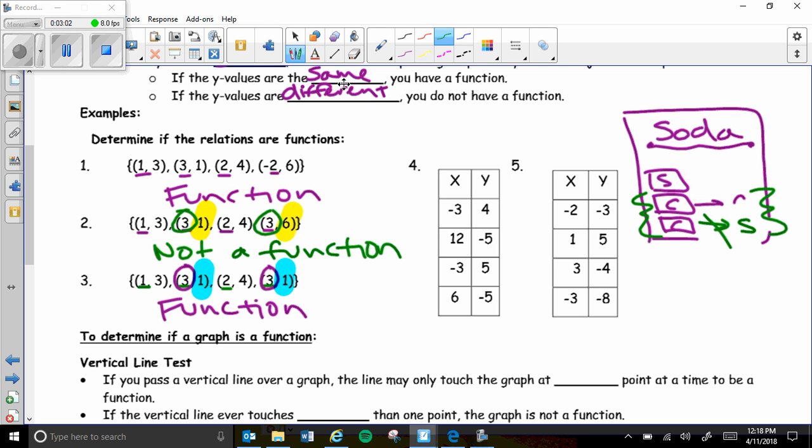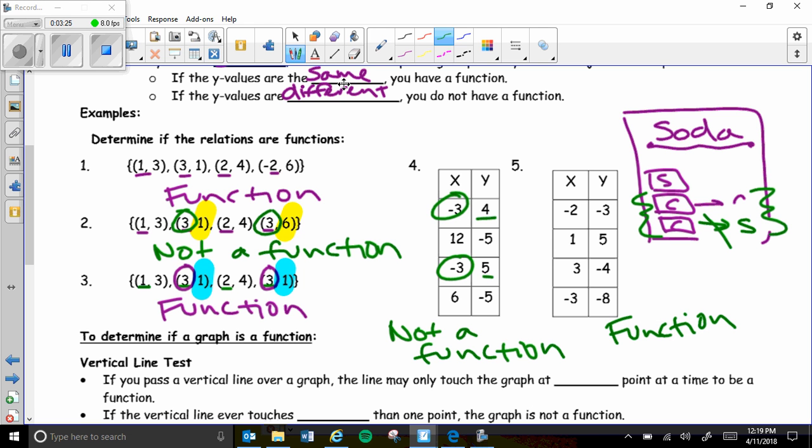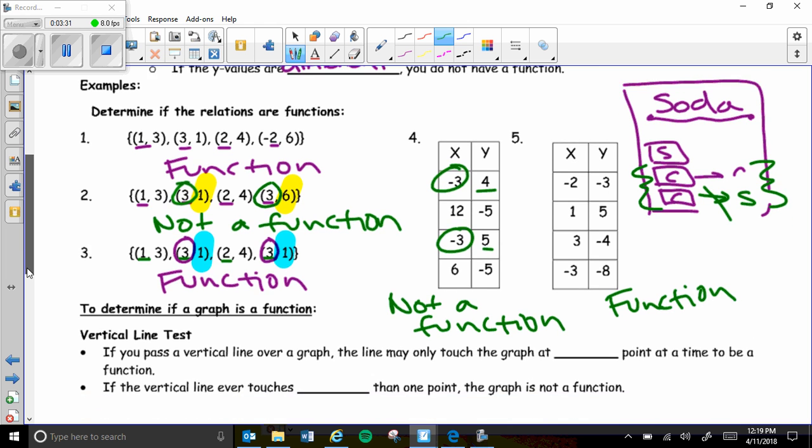So looking at number 4, now we're dealing with tables. Again, we look for repeating x values. I see 2 negative 3s, so I look at their y values. 4 and 5, different numbers, so it is not a function. And looking at number 5, do any of the x values repeat? No, which means it's automatically a function. If you have questions about tables or ordered pairs, please make sure you pause your video before moving on.